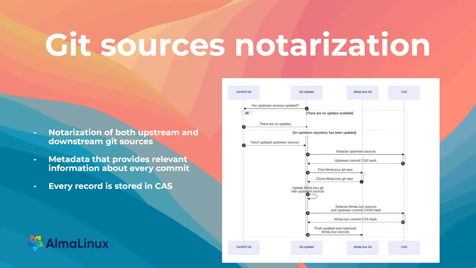We follow this process: let's say that we take the CentOS commit. We have the Git updater, a service that we use to automatically get sources from CentOS. So we take them, we notarize them, and then we create a commit into our AlmaLinux Git repos. And we notarize it again, and then we push it. This way we can keep track of the chain of these commits, and every record is stored in the CAS, an immutable database.